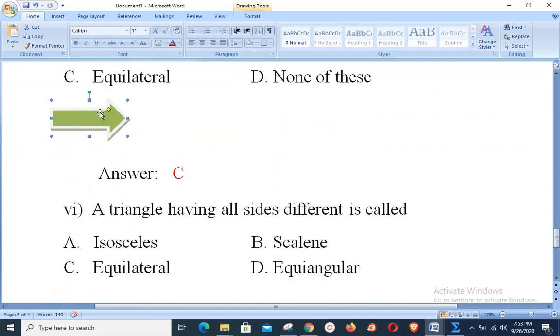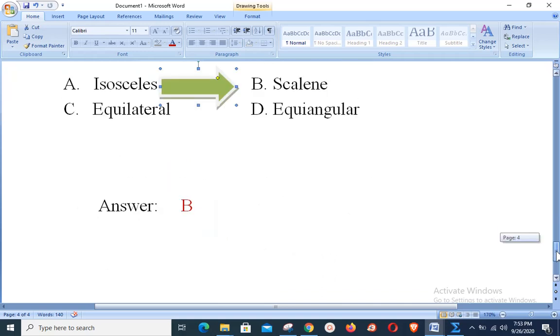The last objective of this unit, as given in the book: a triangle having all sides different is called. You are clear about the definition, so without any hesitation I can select that a triangle having all sides different is known as a scalene triangle. Option B is the correct answer.